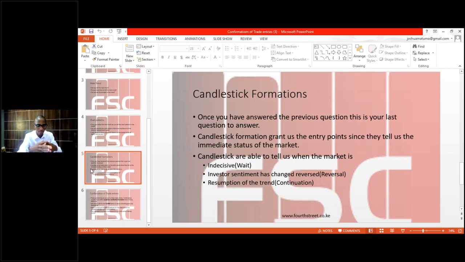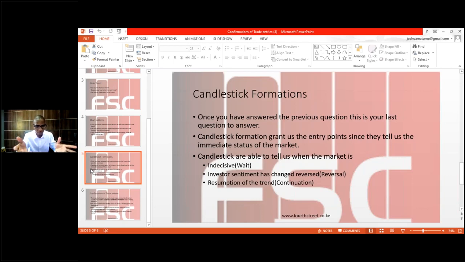Candlestick formations are our leeway to knowing who is taking control of the market. Is it the buyers about to push the market up, or is it the sellers, the bears, who are about to push the market down? Or are we about to experience some consolidation? We get to decipher all these based on the candlestick formations that happen on the forex charts.